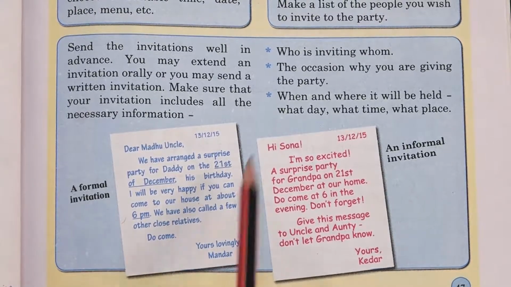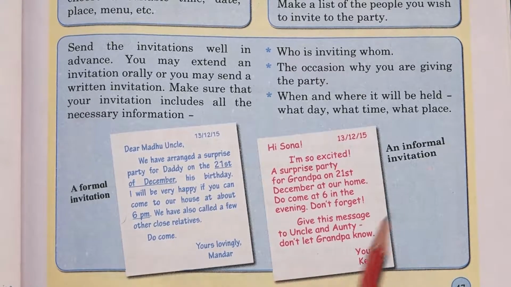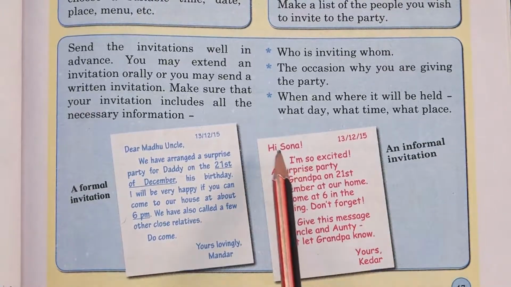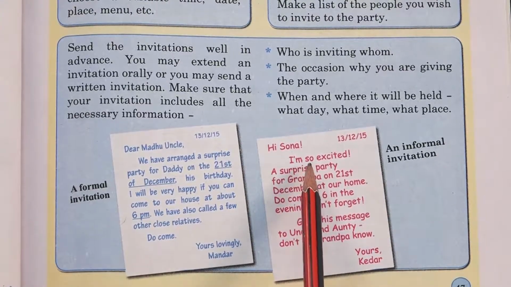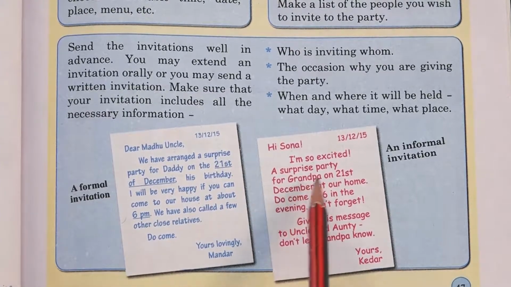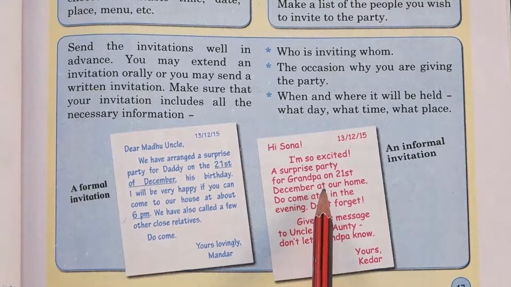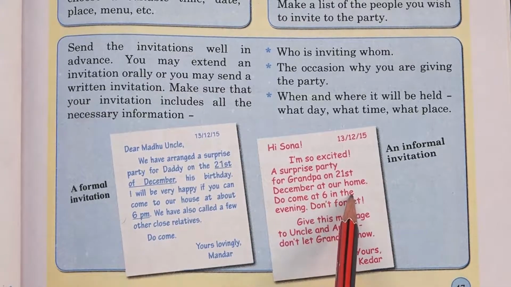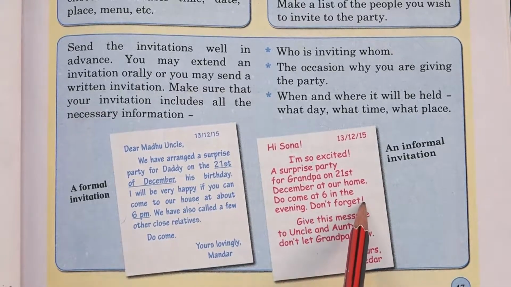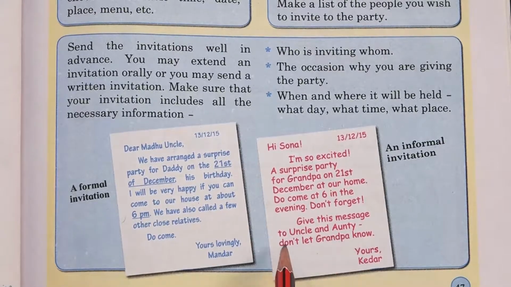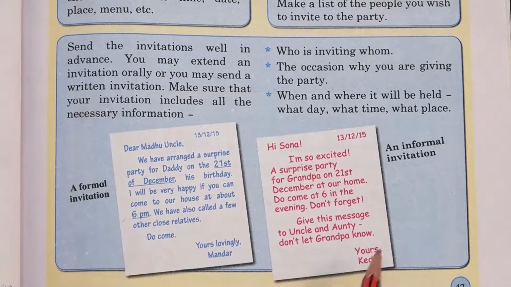Now let's have a look at the informal invitation. Date 13/12/15. Hi Sonia, I am so excited. A surprise party for Grandpa on 21st December at our home. Do come at 6 in the evening. Don't forget. Give this message to Uncle and Auntie. Don't let Grandpa know. Yours, Kedar.